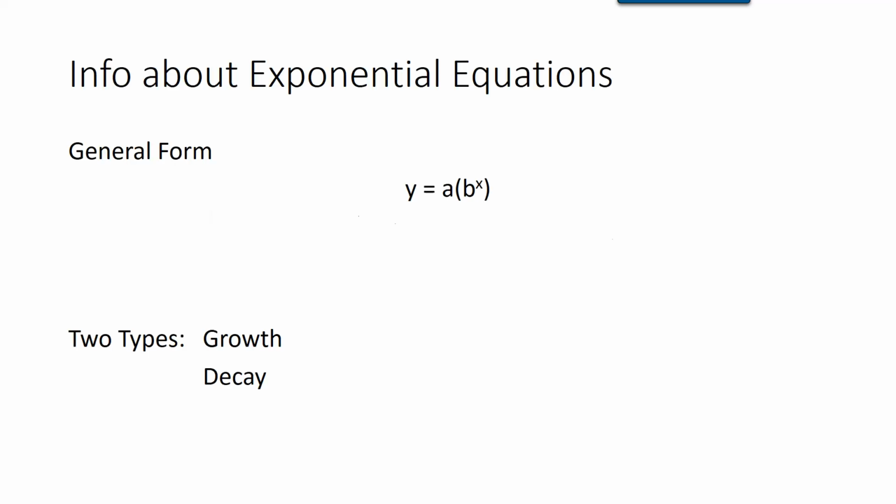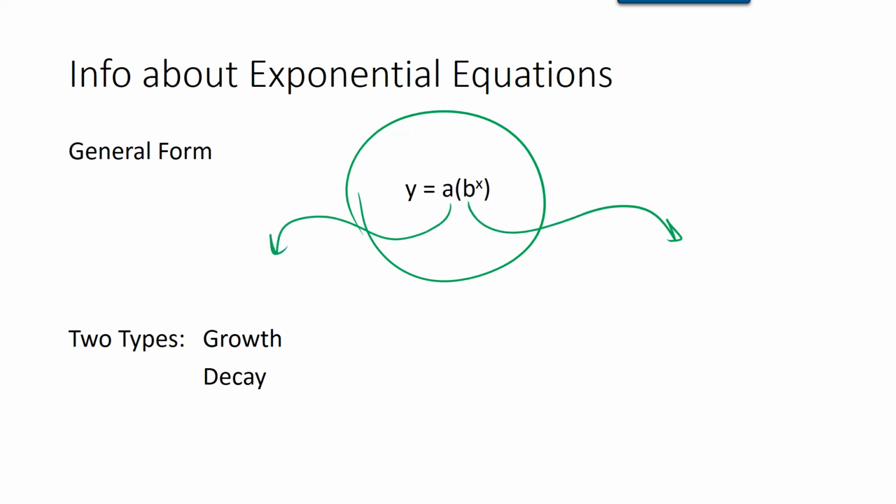So let's get started. First thing we've got here is some information about exponential equations, and the first thing I've given you is the form that they're in. Okay? So again, not y equals mx plus b because that is linear. What we're going to have to do is identify these two parts, the a and the b. Now the a part is our 0 point.